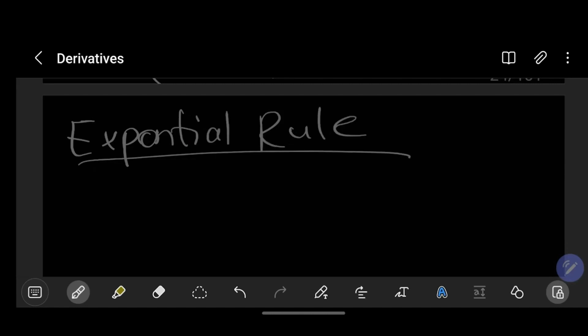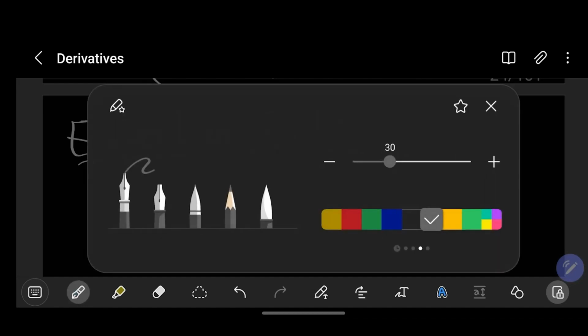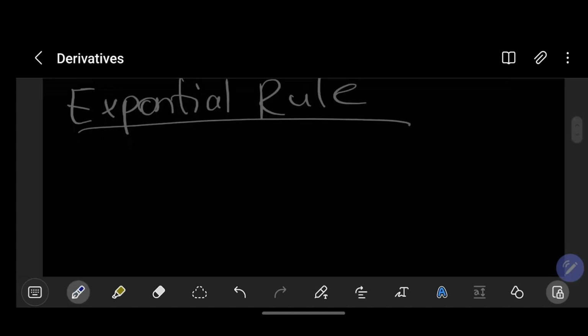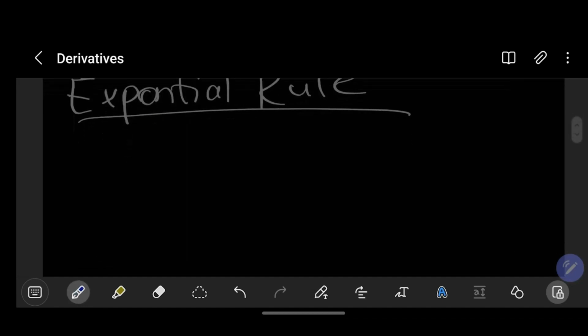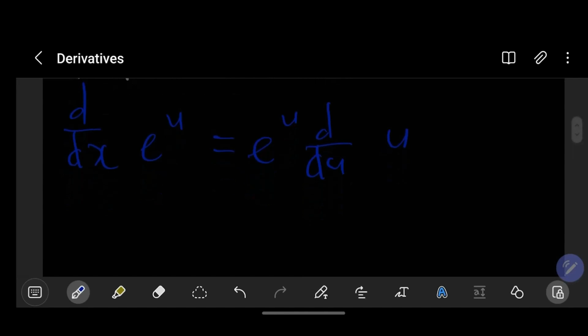Okay, the exponential rule. The exponential rule basically states that the derivative of e to the u is equal to e to the u times d/dx of u. Okay, so let's take an example.